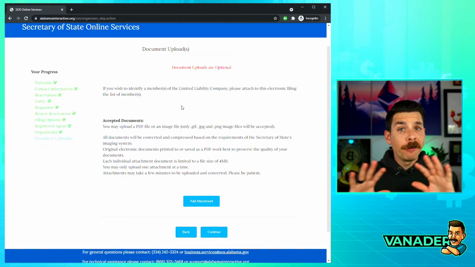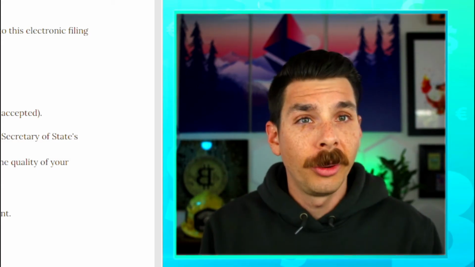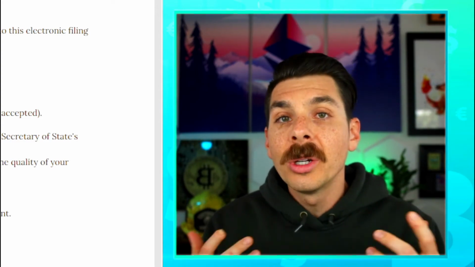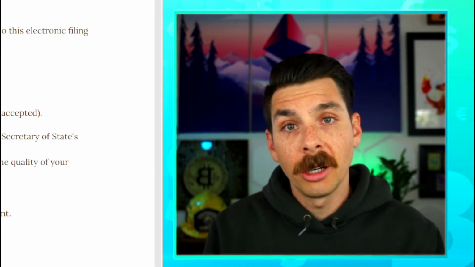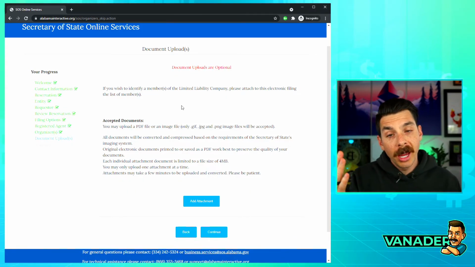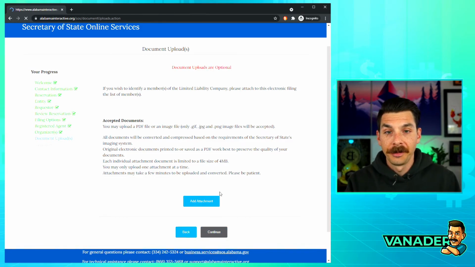However, if you're just a single person and this LLC is only for you and you're the only person on here, you don't have to add an attachment. You can fill out the operating agreement yourself and just keep it for your own records. So it's up to you. If you want to do it, you can. I gave you the solutions. If you don't, you can skip this step and hit continue.